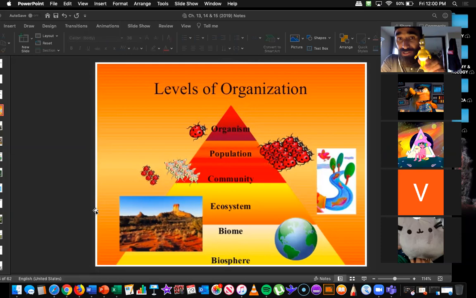Population. What do you see in populations, Melissa? What do you see in populations? Multiple ladybugs. Multiple ladybugs, right?